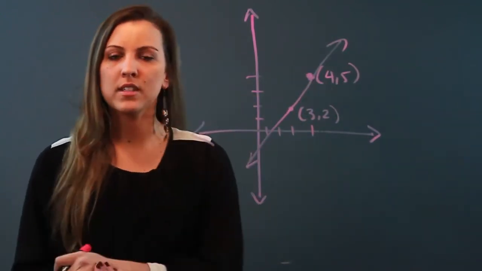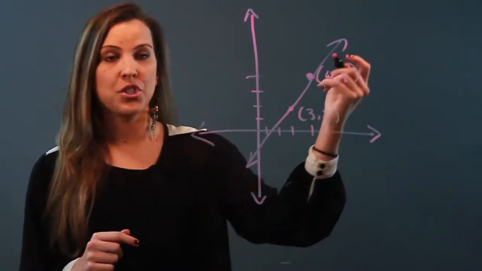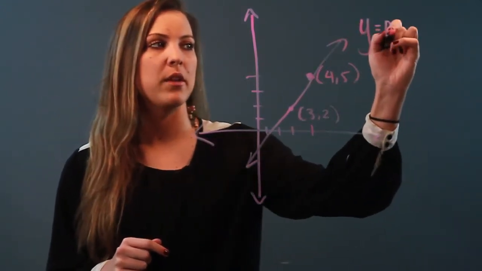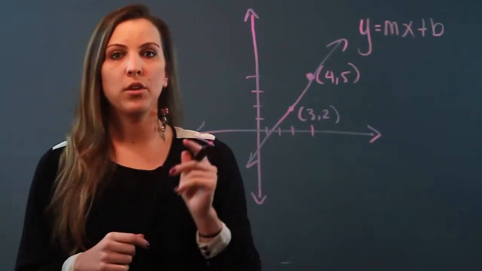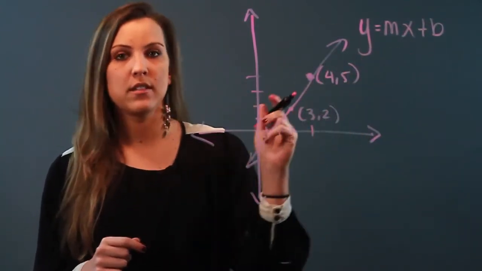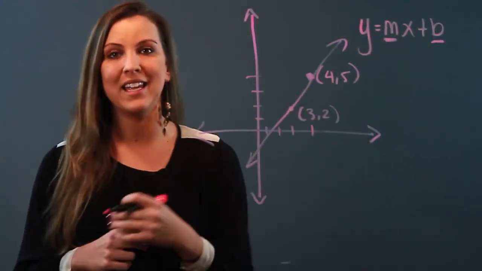So if you're given this graph and you're asked to write an equation for this line, first thing you should do is write down the equation of a line in slope-intercept form. y = mx + b. And then you know that you need two important things to be filled into this equation. You need your m, which is your slope, and you need b, which is your y-intercept.